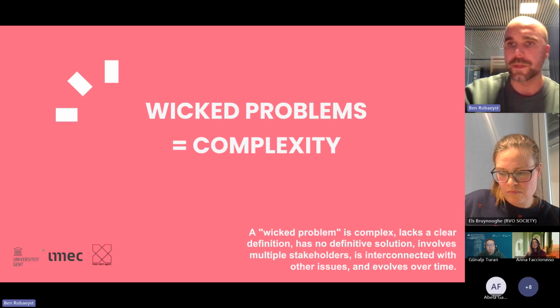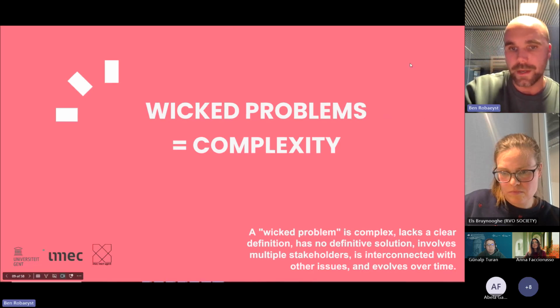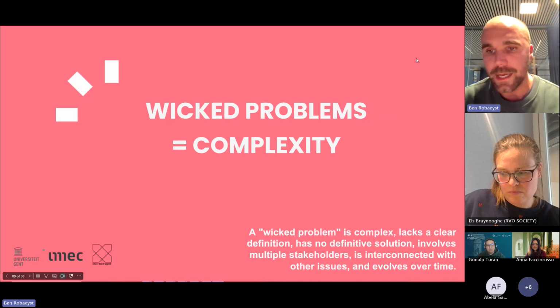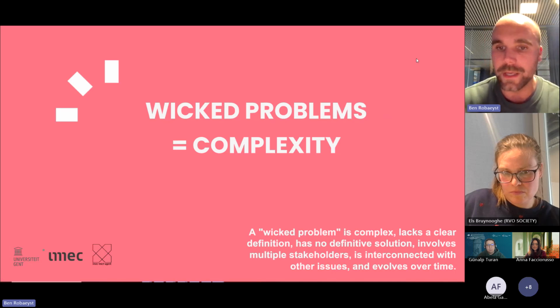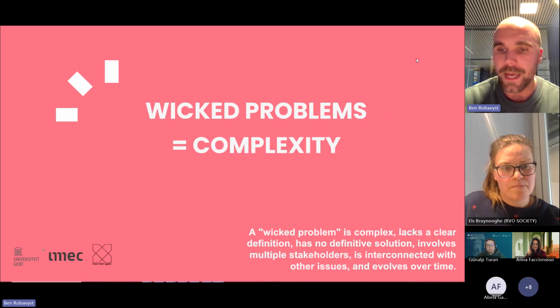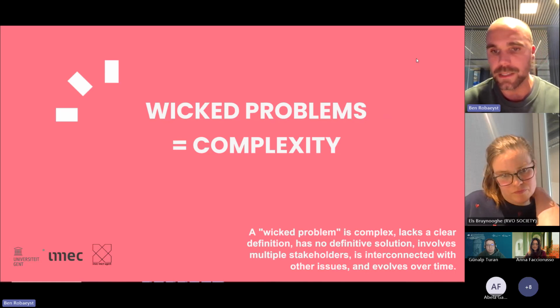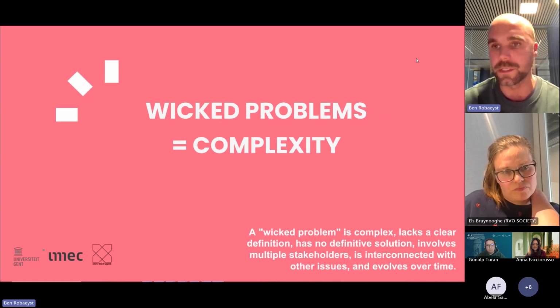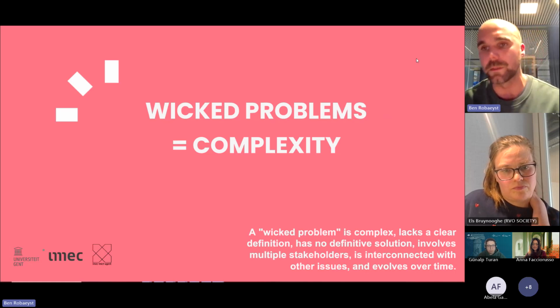Now, what are wicked problems? Wicked problems are complex problems that lack a clear definition. Some of you might have heard of it already, the term wicked problem. And this complexity exists because there is no definitive solution for these problems. So these are problems that actually involve multiple stakeholders.